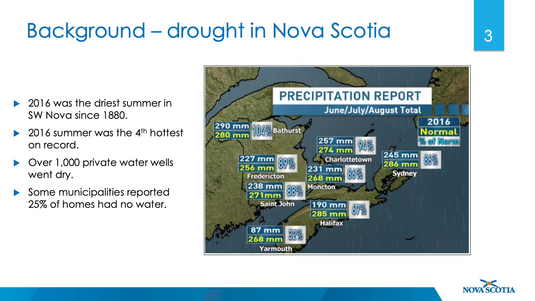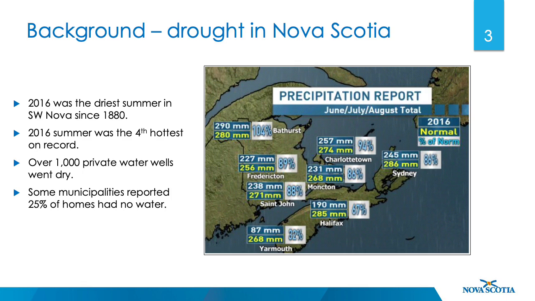Now this figure shows the precipitation report for the summer of 2016, and the way you read this is that for each location there's a number in white on the top that shows the number of millimeters of rainfall that we got during the summer of 2016, and then the number in yellow below that is the normal rainfall for the summer. And then the percentage beside those is the percent of rainfall that we received in the summer of 2016 compared to the normal.